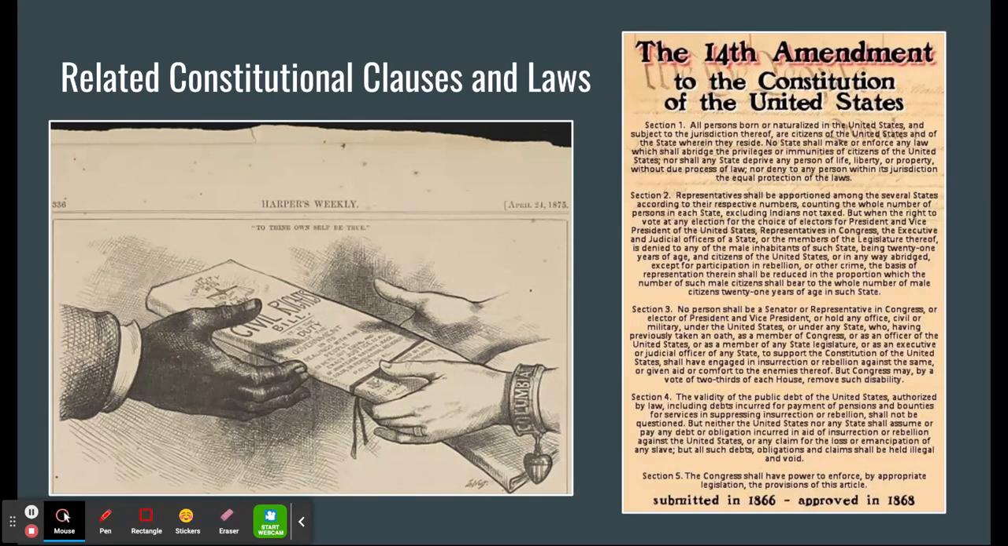Additionally, we see the Civil Rights Act of 1875. This law states that all persons within the jurisdiction of the United States shall be entitled to the full and equal enjoyment of the accommodations, advantages, facilities, and privileges of inns, public conveyances on land or water, theaters, and other places of public amusement, subject only to the conditions and limitations established by law, and applicable alike to citizens of every race and color, regardless of any previous condition of servitude. However, the Civil Rights Act of 1875 would later be overturned in a following case.